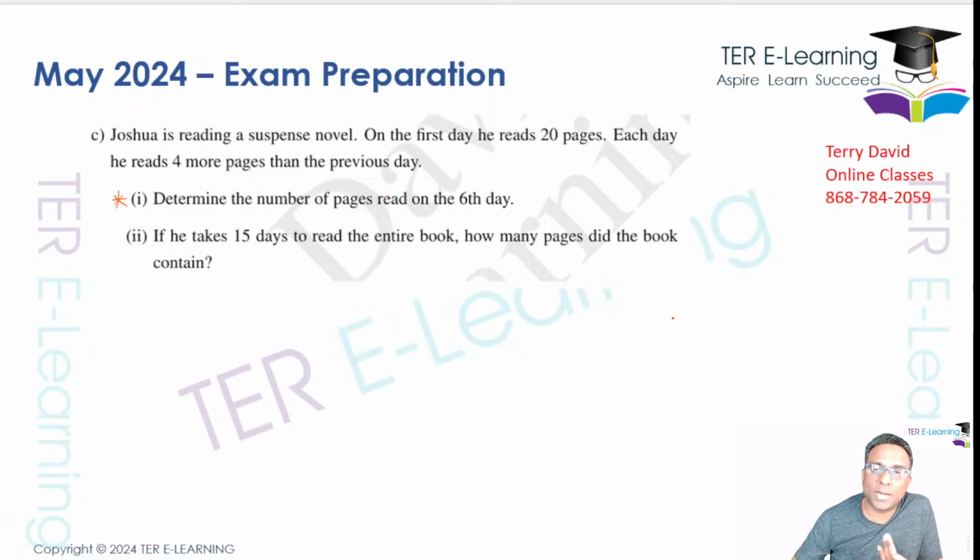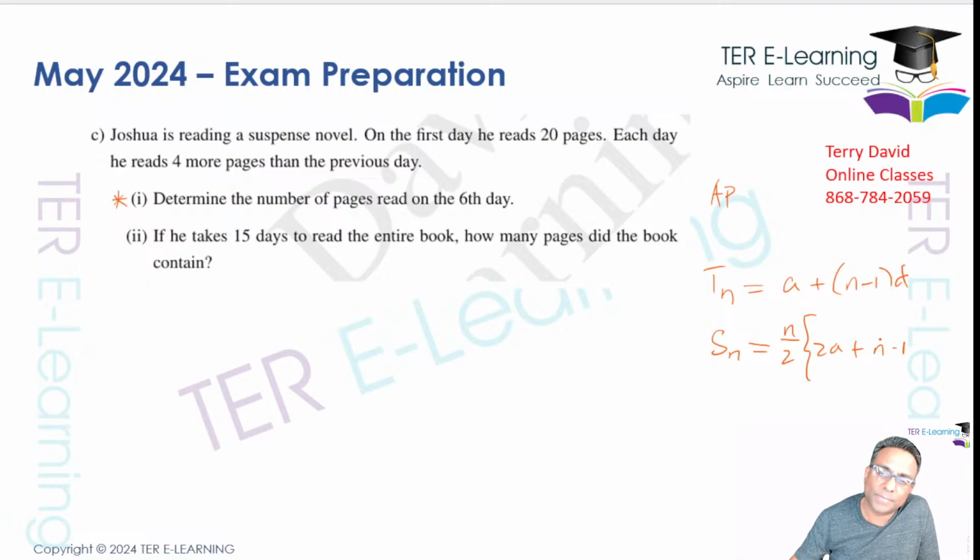When it comes to an arithmetic progression, that's what we have here. There's a formula for the nth term of an AP, and that is given by a plus n minus 1 d. When it comes to the sum of the first n terms, you all need to know this formula as well. I think this is given in the exam, I'm not sure. This is n over 2 times 2a plus n minus 1 d. So those are the 2 formulas for your arithmetic progression.